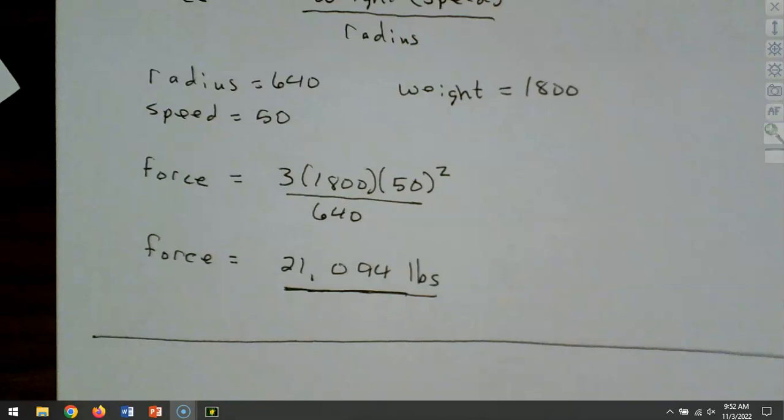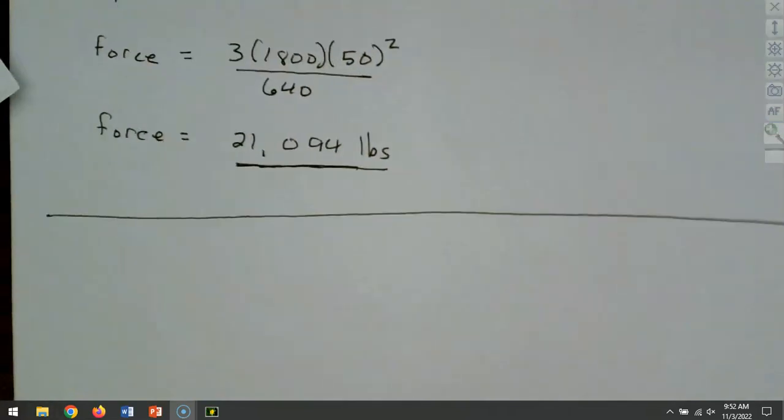And again, why is it so much more than the 3,600? Because the speed is squared. And if you think about things, if you know anything about driving a car, when you increase the speed, it takes a lot more force to try to keep that car on the road when you go around a curve. The speed is the number one thing that really makes the car want to spin out.